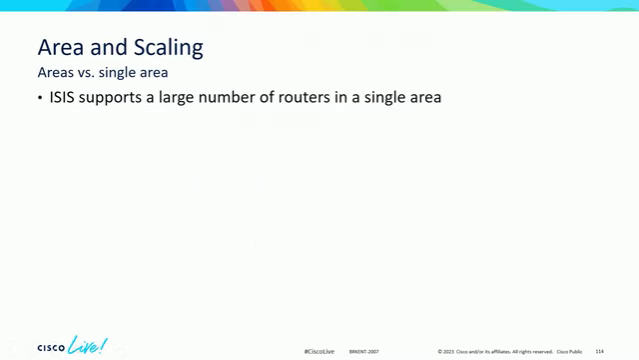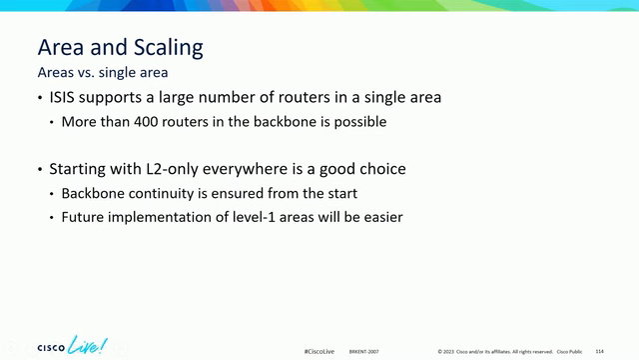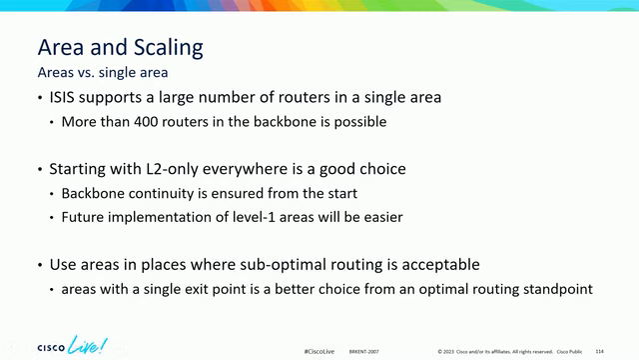All right. So area and scaling. This is going to get more into the POP design. You can have more than 400 routers in a backbone, because remember, you can span it across multiple different areas. Along with this, starting with L2 only everywhere is a good choice, because the backbone is going to exist everywhere for the most part. That also allows you to have future implementations of level 1 areas later on. Then basically use areas where suboptimal routing could be acceptable, depending upon what the size is. Like a campus might be a good place for that.